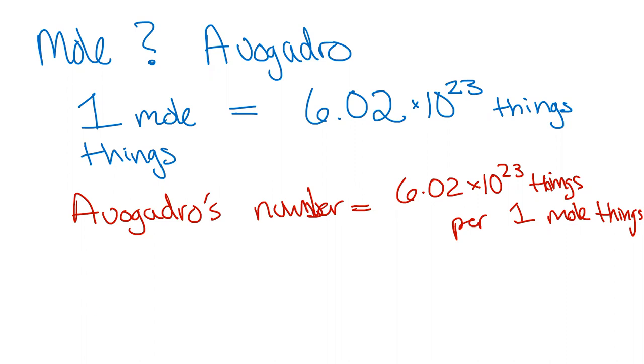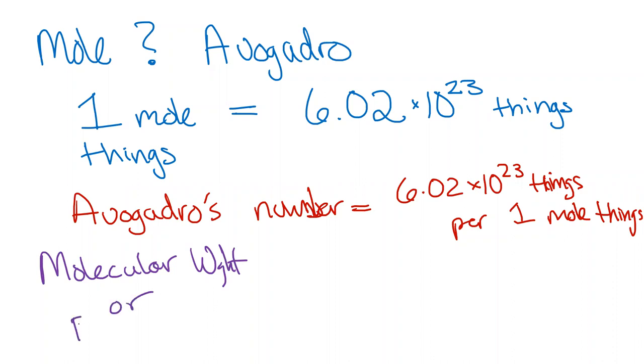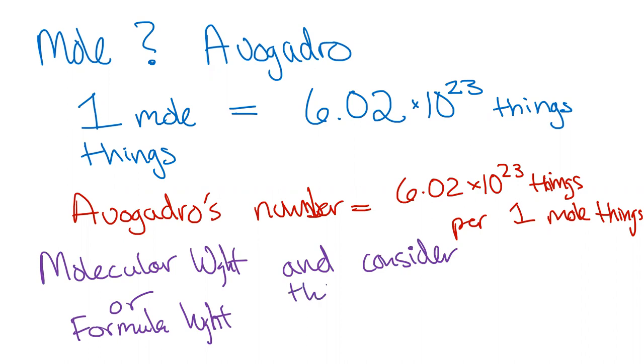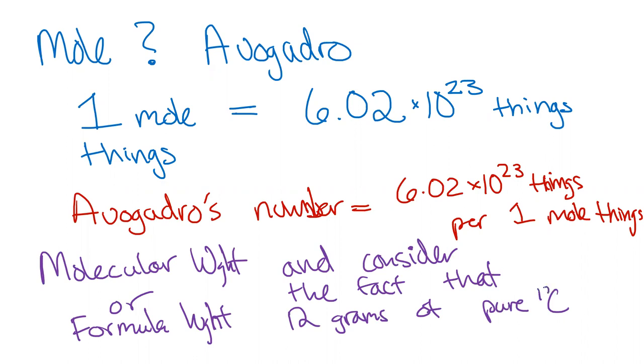Now, we can tie this together with the fact that if you take the molecular weight or formula weight, and consider the fact that 12 grams of pure carbon 12 contains 6.02 times 10 to the 23rd atoms of carbon.